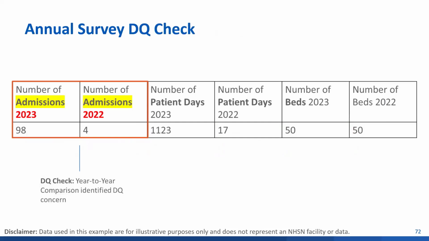This is an example of a data quality check done on a facility. For the number of admissions, there is a year-to-year concern. The year-to-year concern shows that there is a greater than 100% difference between the admission values. Next slide.